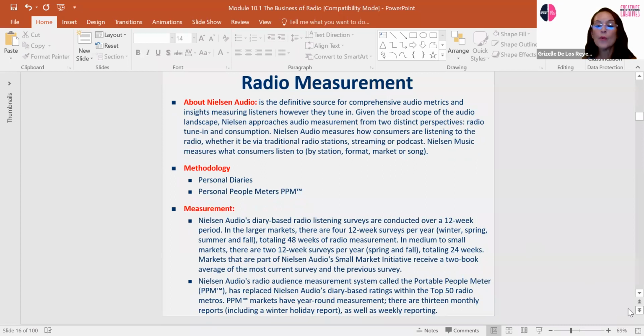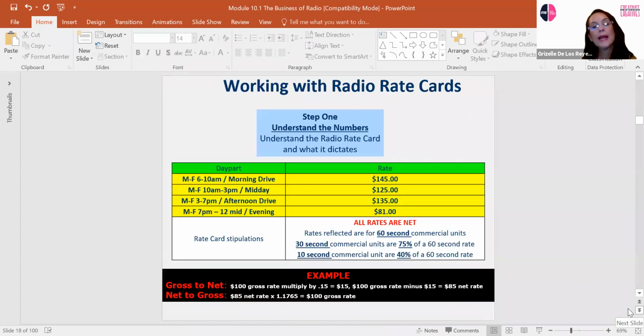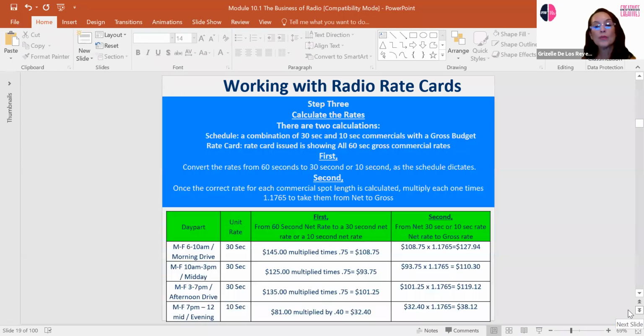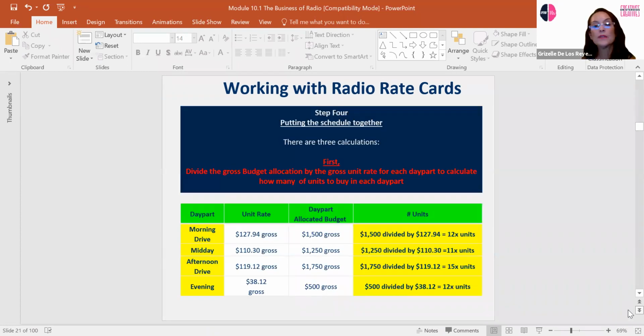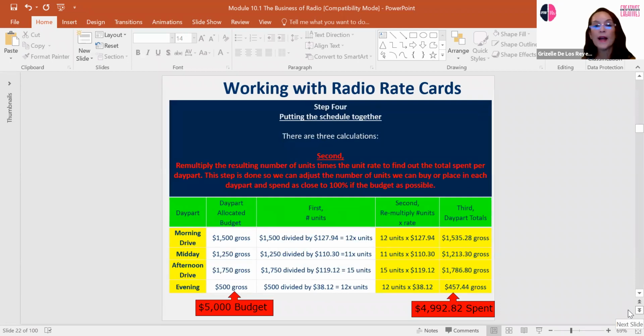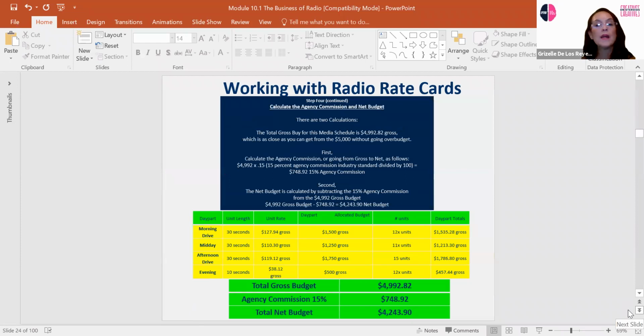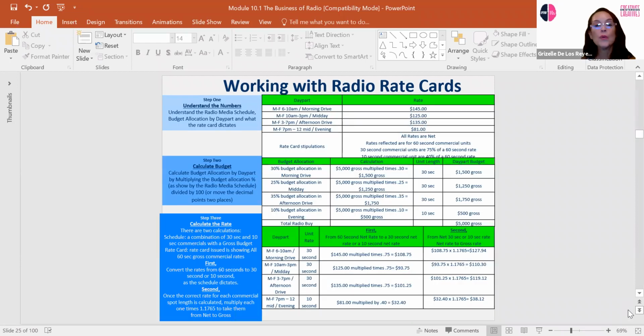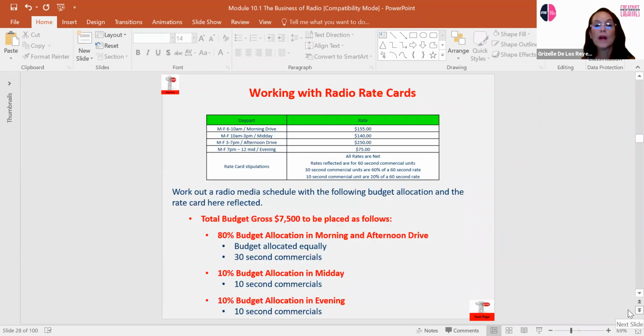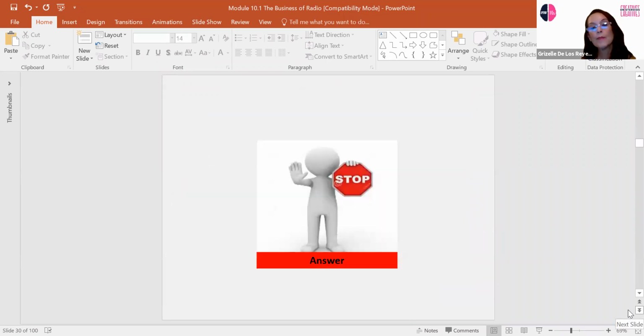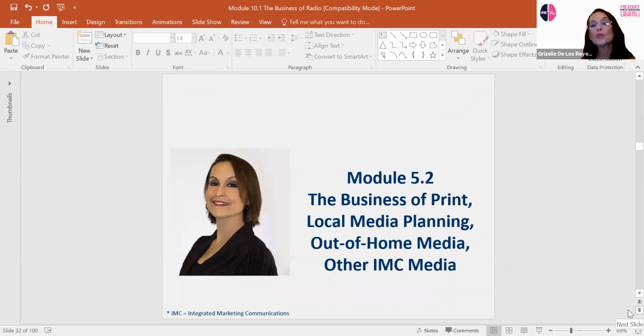Okay, so moving on. And again, I'm not going to go through the radio rate card example. There's a separate video that you can listen to. And again, this is very simplistic, guys. It's working with a radio rate card and knowing what to do and how to interpret not only the card but the numbers. And moving on to module 5.2.